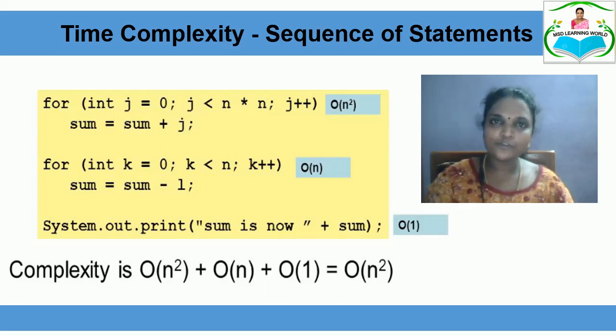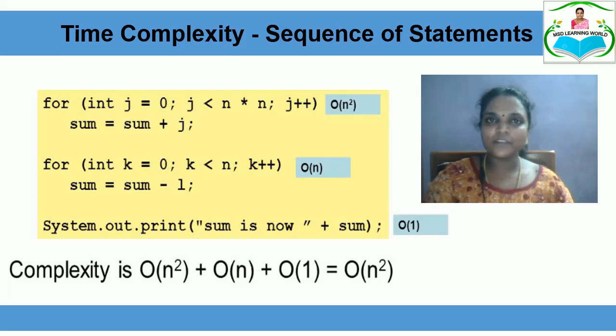Here you have two for loops followed by a statement. Now, when you take the j loop, this is executed for n square number of times. So, the time complexity is order of n square. When we consider the k loop, it is going to be executed for n number of times, so it is order of n. The statement is going to run once, that is order of 1, constant time complexity.